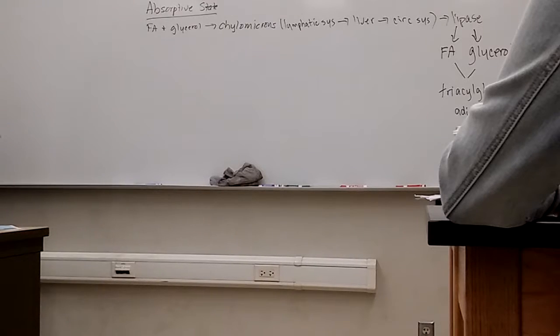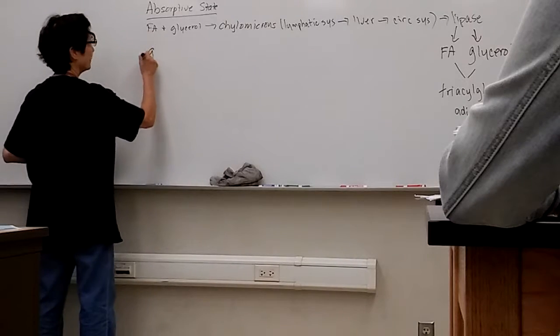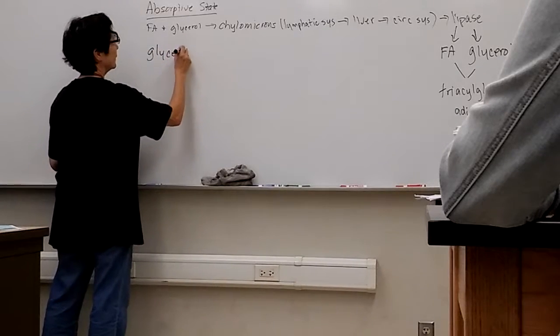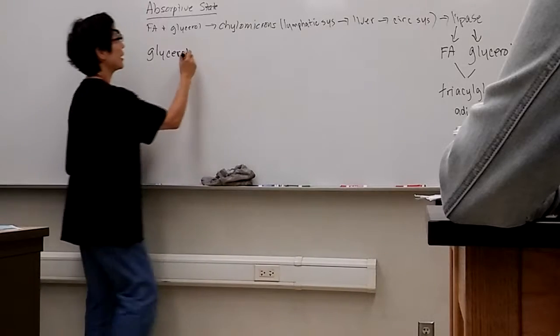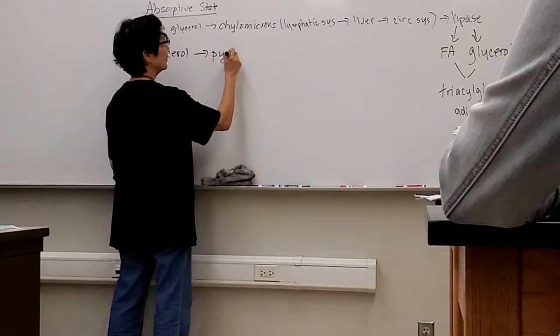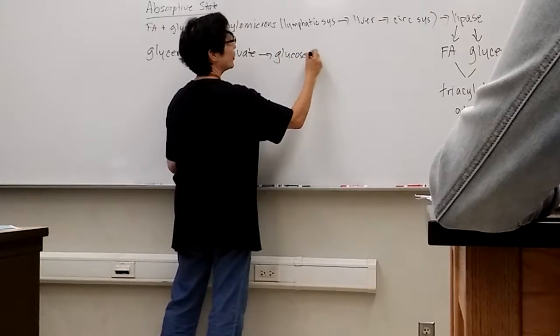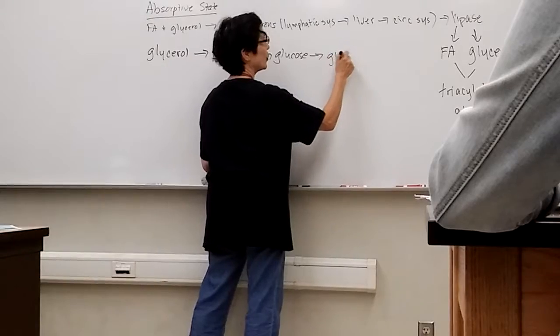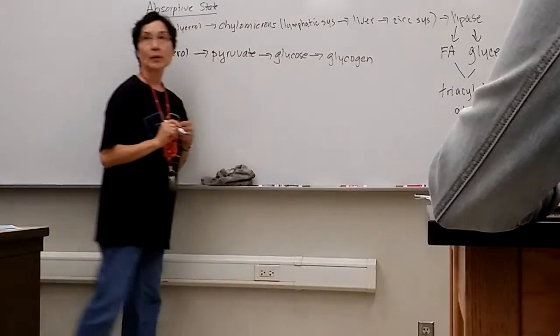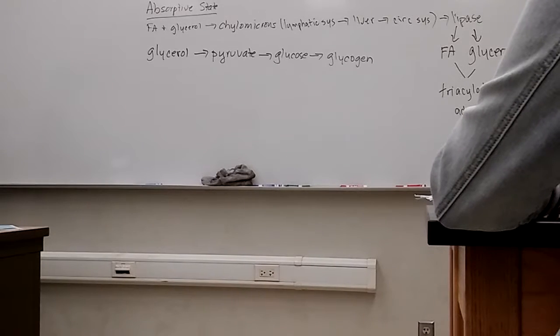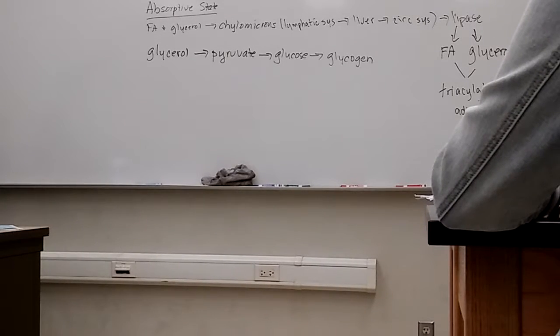Okay? So sometimes this glycerol portion can be converted to pyruvate. And you know pyruvate can be converted to glucose, and this can be stored as glycogen. So excess fat might be stored as glycogen. Okay, so this is during the absorptive state.